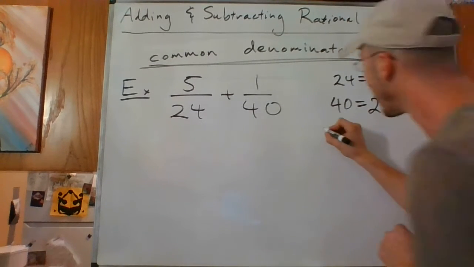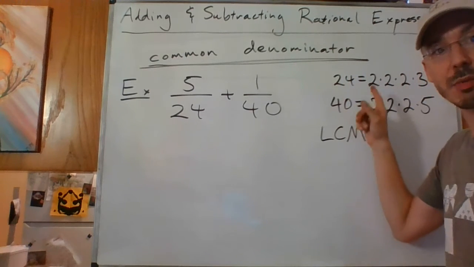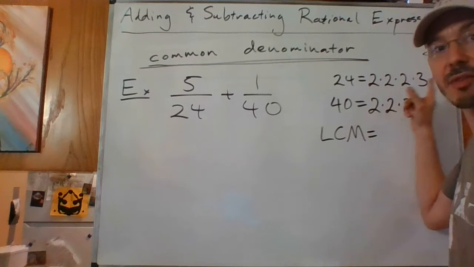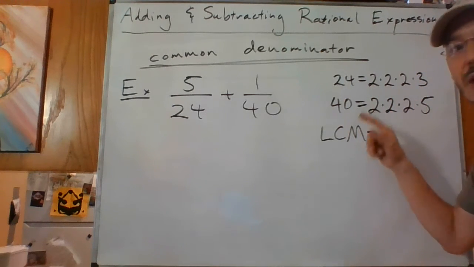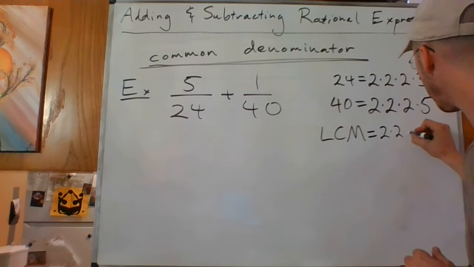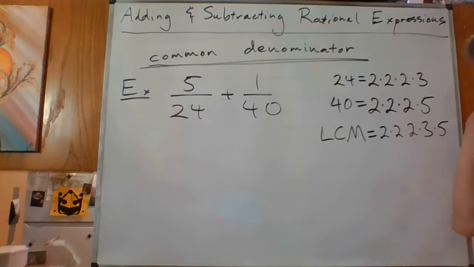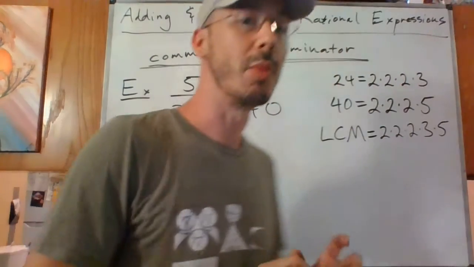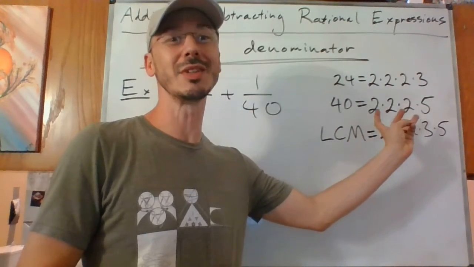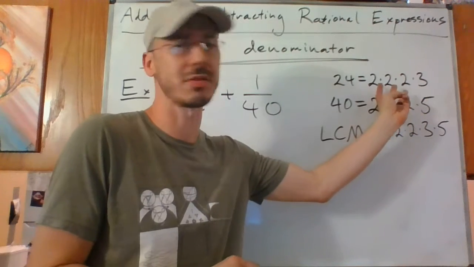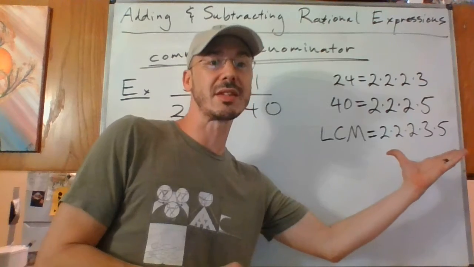Now what I'm looking for, the least common multiple, is a multiple of these numbers, a multiple of 24, so it's got to have all these factors. If it's a multiple of 40, it's got to have all these factors. And what I actually need is 2 times 2 times 2 times 3 times 5. It's got all the factors of both numbers, but no extra ones. I don't need, for example, 6 factors of 2. I only need 3 because they have 3 factors of 2. I need a factor of 3 and I need a factor of 5, but that's it.